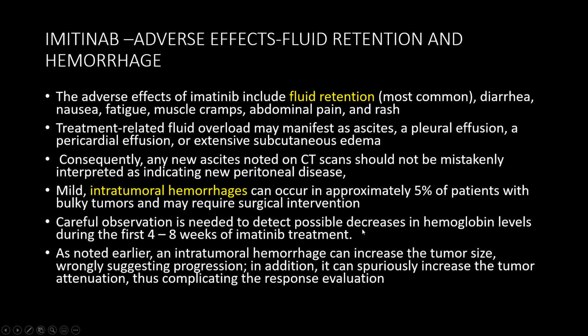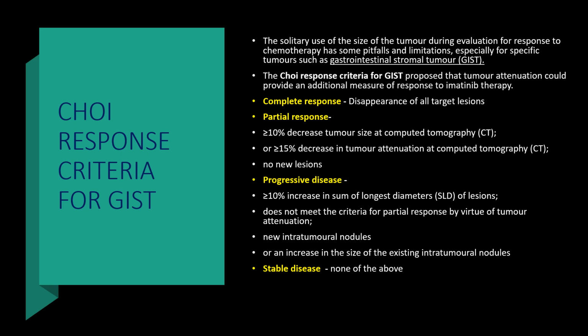So careful observation is needed to detect decrease in the hemoglobin levels following the first 4 to 8 weeks of imatinib treatment. Intratumoral hemorrhage can increase the tumor size, and in addition can spuriously increase the tumor attenuation, thus complicating the response evaluation. The criteria which is used for response to imatinib treatment is the Choi response criteria for GIST. The solitary use of size of tumor during evaluation of response to chemotherapy has some pitfalls. So the Choi response criteria proposed that tumor attenuation could provide an additional measure for response to imatinib therapy.